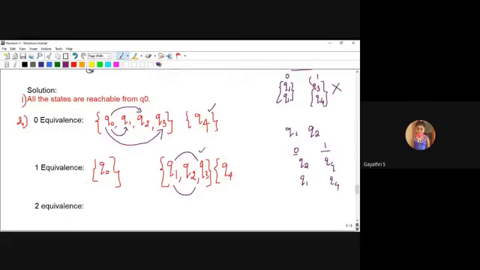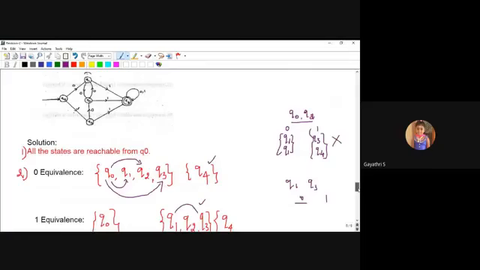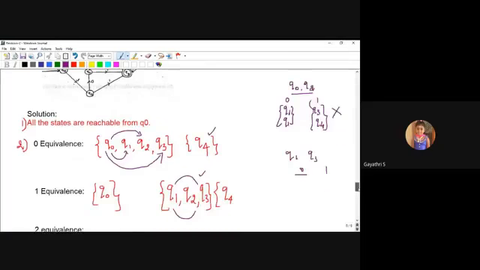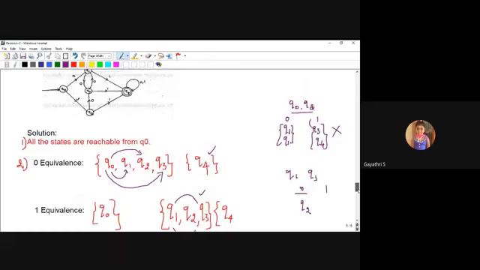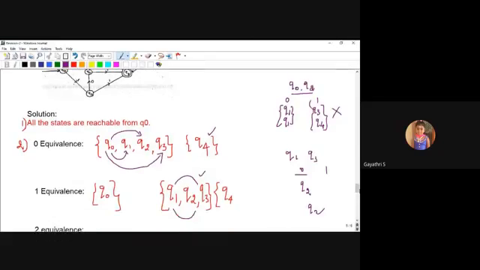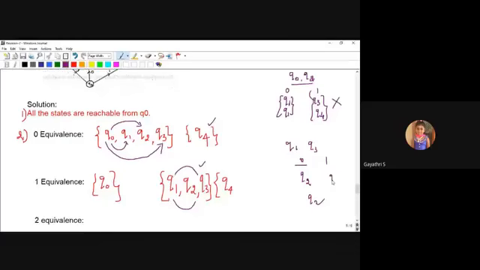Okay. So next, I will check Q1 with Q3, for 0 as well as 1. For 0, Q1 with 0 goes to Q2, and Q3 with 0 goes to Q2. Q1 with 1 and Q3 with 1 both belong to Q4 only. So in the one equivalence, Q1, Q2, Q3 are in the same group as well as Q4 in the same group. Okay, there is no change in this zero equivalent.